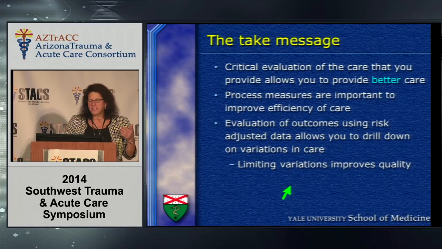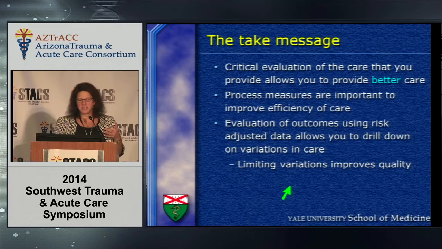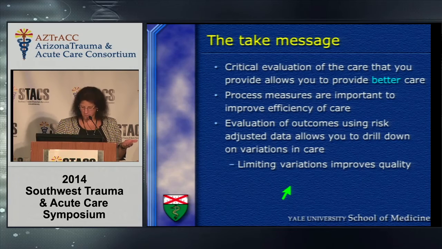I think what the take-home message in all of this is that critical evaluation of how you are providing your care allows you to provide better care for your patients. If you go back and you fix the issues that you think are not where you want to be, or opportunities for improvement. And I think that while process measures are important to improve the efficiency of care, the evaluation of outcomes using risk-adjusted data is much more important and allows you to drill down on variations in care because limiting variations clearly improves quality.